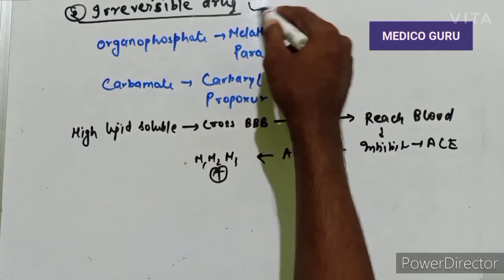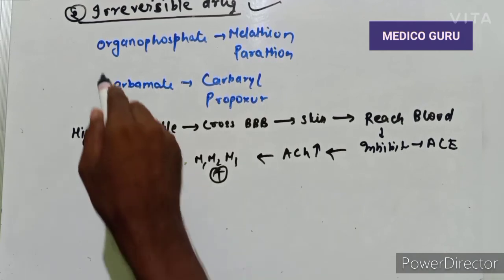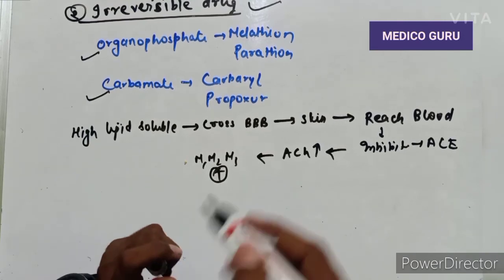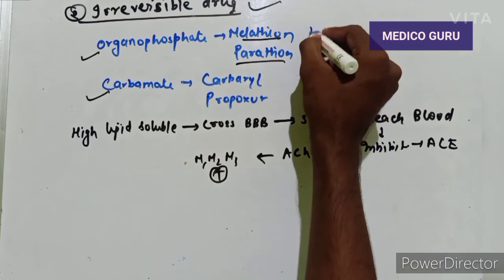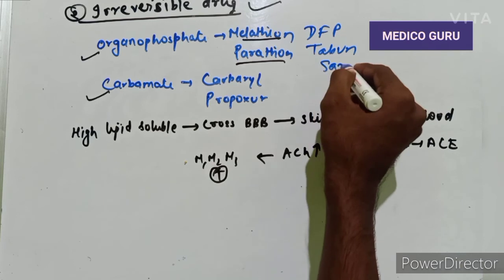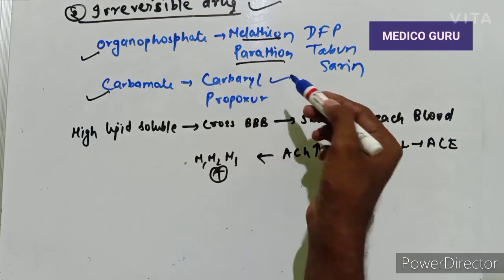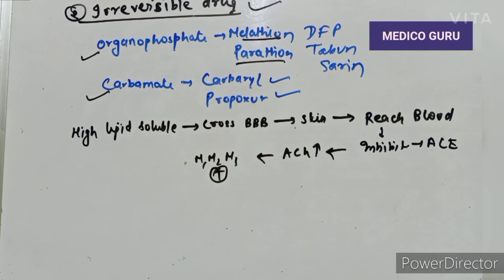Now let's move to another group of drugs, the irreversible drugs. These are organophosphates and carbamates. In organophosphates, there are two drugs, malathion and parathion. The other drugs also included in organophosphates are DFP, tabun, and sarin. In carbamates, there are two drugs, carbaryl and propoxur.